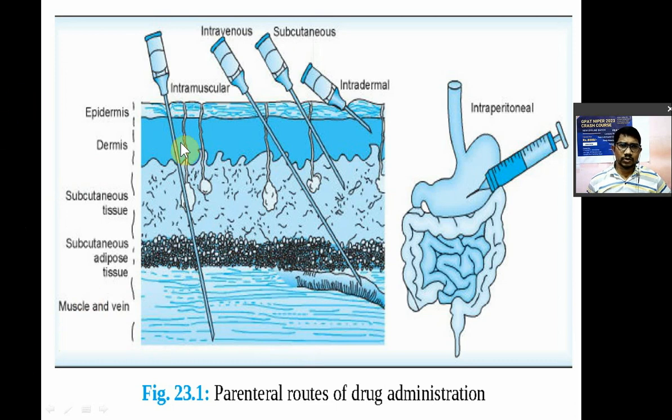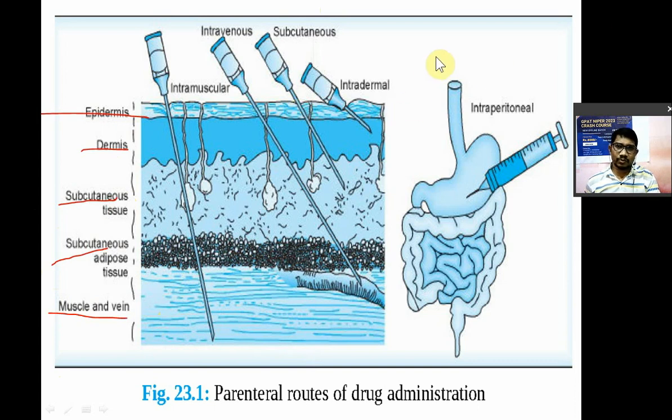First, you can see over here. This part is known as the epidermis. The uppermost part of the skin is the epidermis, right? Then below the epidermis there is the dermis. Dermis also has 2-3 layers, but don't go into detail. After the dermis there is the subcutaneous tissue, and after that the subcutaneous adipose tissue, or simply adipose tissue. Then lastly, you will find the muscle and veins, and below this you will find the artery, right? So these are the different routes of administration of parenteral or injectable drugs.